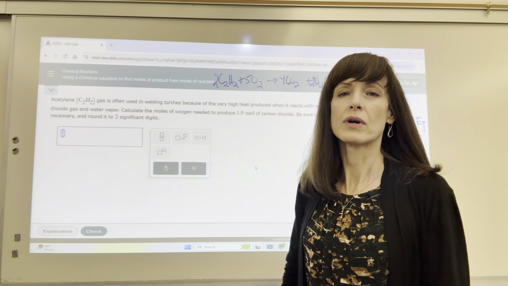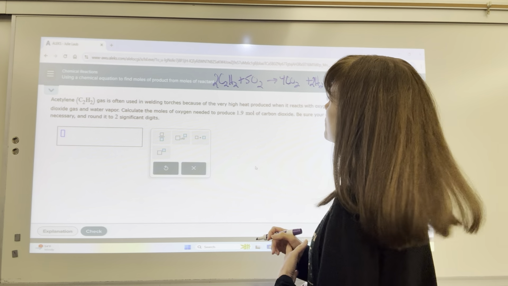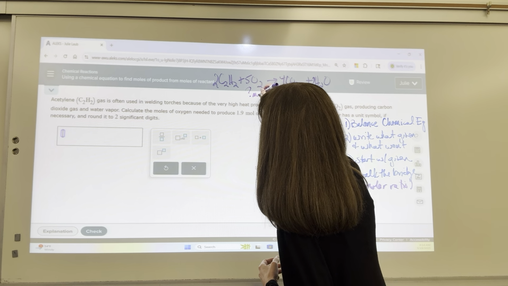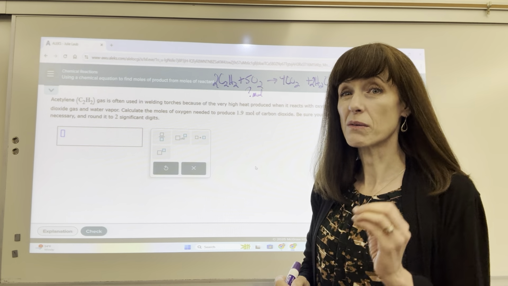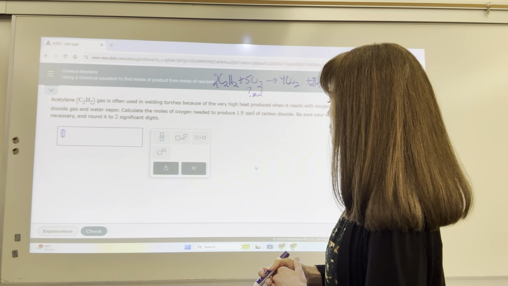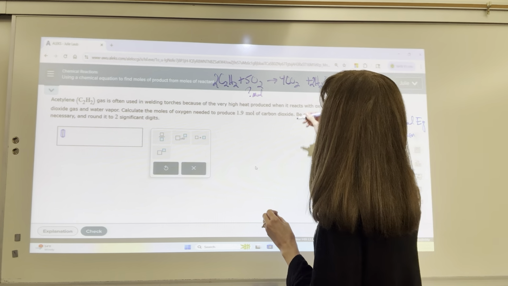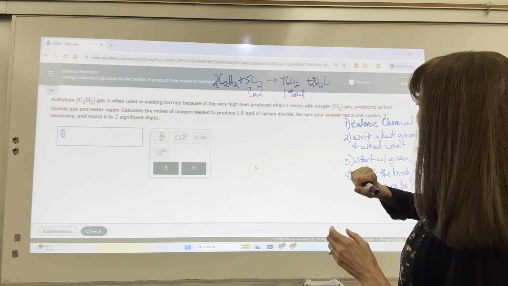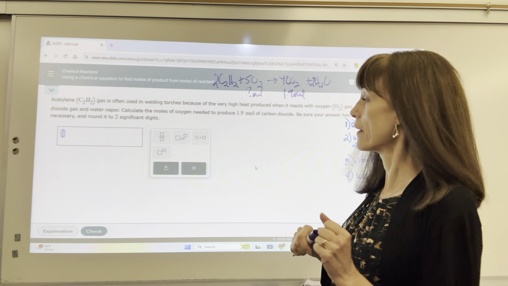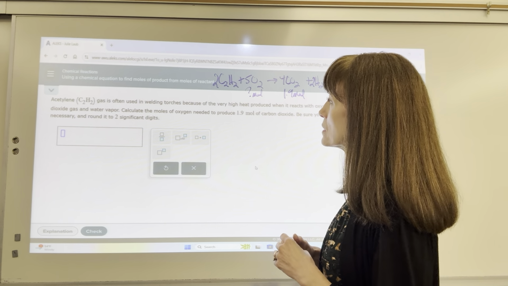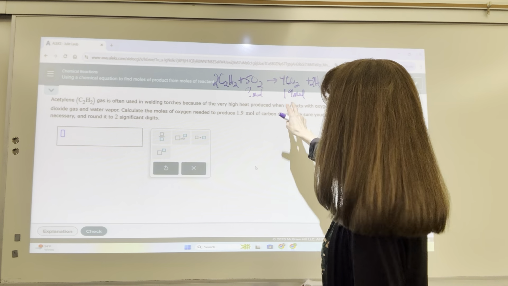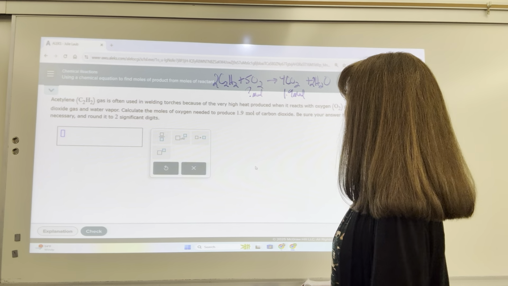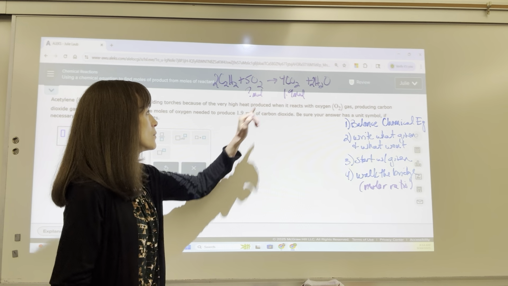Now step 2, we're going to write down what we're given and what we want. This says calculate the moles of oxygen. So I'm going to put a question mark with the unit mole. That's what we want to find. Calculate the moles of oxygen needed to produce 1.9 moles of carbon dioxide. And then it says be sure your answer has a unit symbol, so we have to add the unit if necessary and round it to 2 significant digits. They gave me 2 sig figs, so we will end with our 2 sig figs. Okay, so I wrote down what they gave us, what they want.